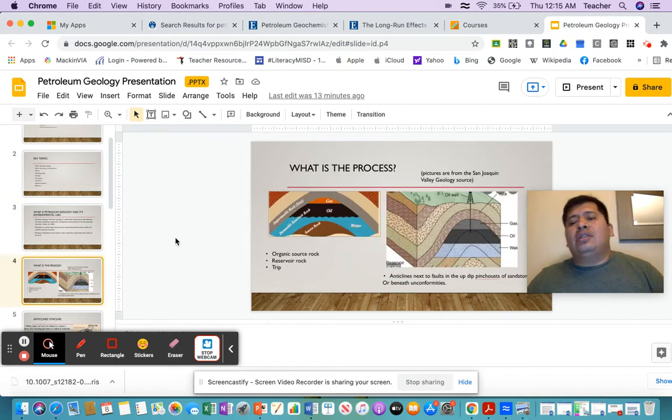So what is the process? The process is connected to the rock cycle, right? We learned in this class that the rock cycle is the way I see it, the earth recycles itself, and while doing the recycling, a resource is created, which is petroleum and tar and gas, and we have found the uses for it now.